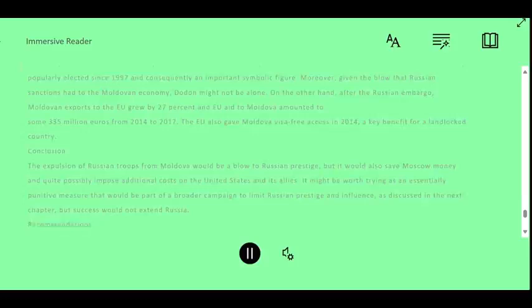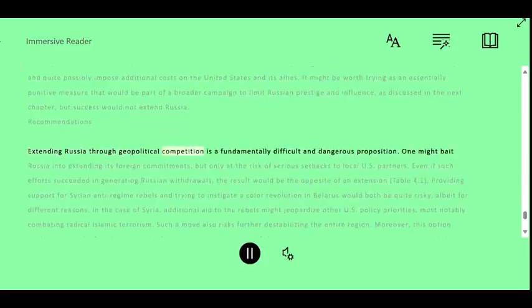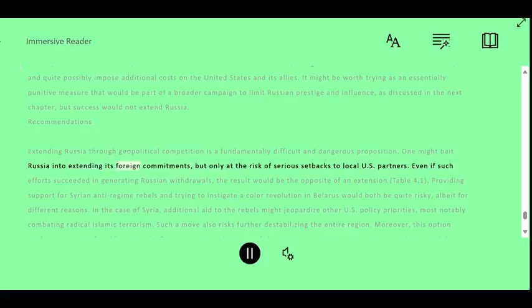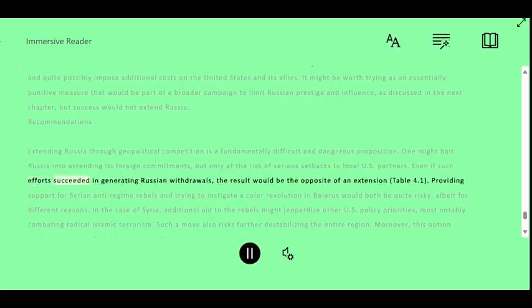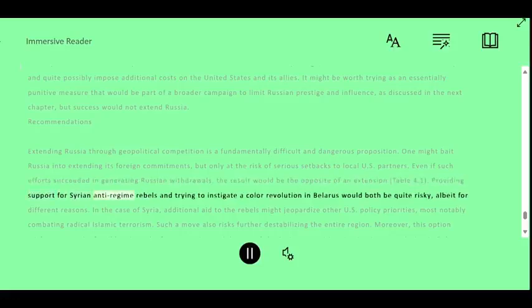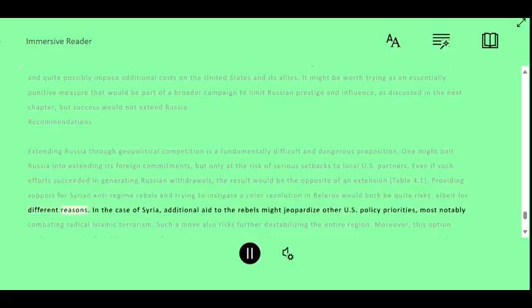Recommendations. Extending Russia through geopolitical competition is a fundamentally difficult and dangerous proposition. One might bait Russia into extending its foreign commitments, but only at the risk of serious setbacks to local US partners. Even if such efforts succeeded in generating Russian withdrawals, the result would be the opposite of an extension. Table 4.1. Providing support for Syrian anti-regime rebels and trying to instigate a color revolution in Belarus would both be quite risky, albeit for different reasons.